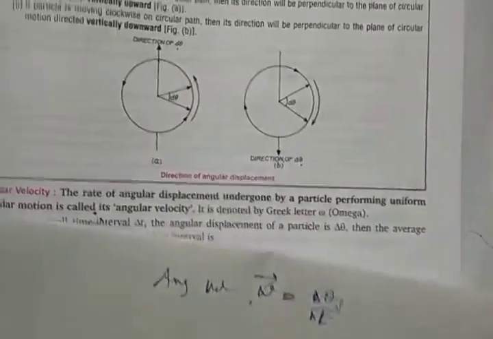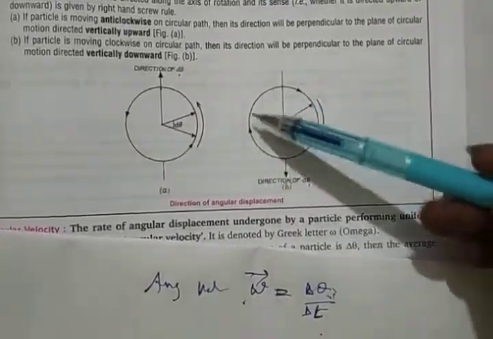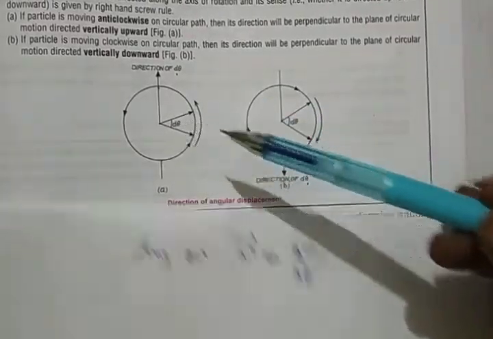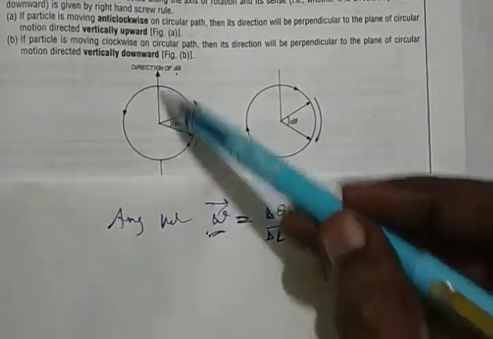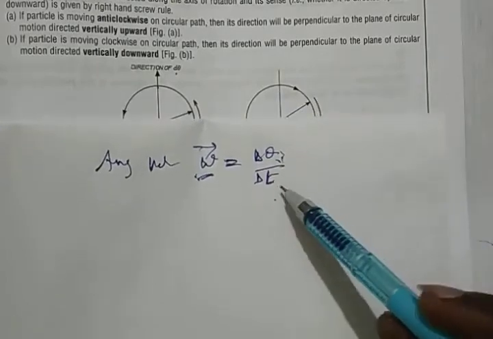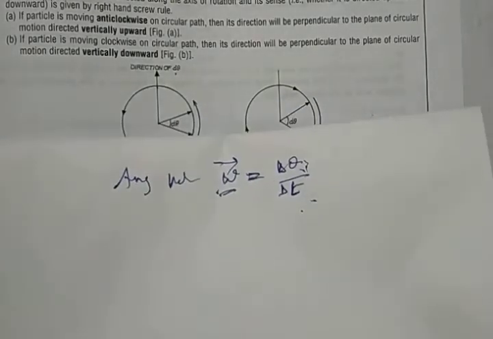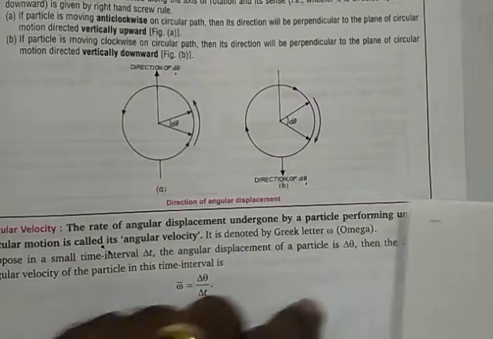If along the anticlockwise direction, the direction of the angular velocity is the same, and here also the direction is the same. This is the formula for angular velocity. Now, what is going to be the unit of this one?